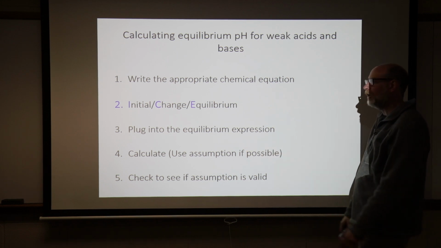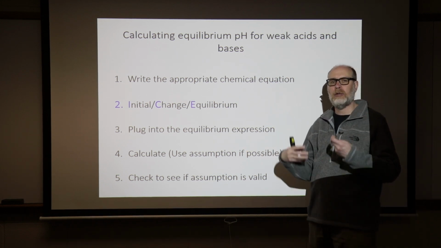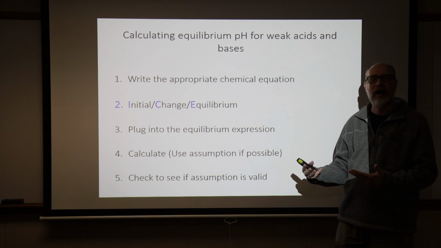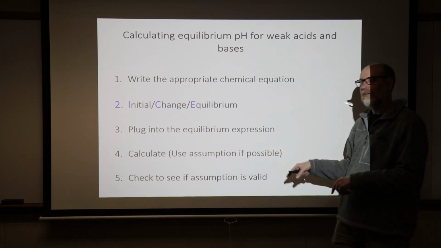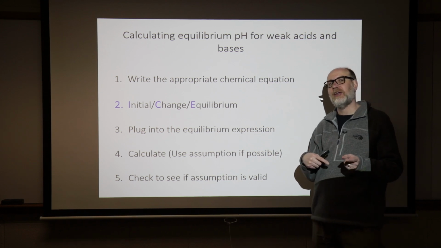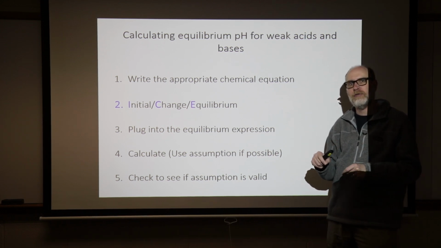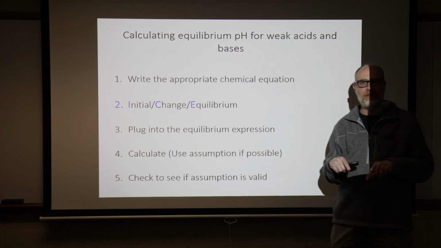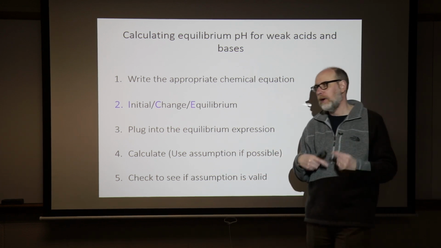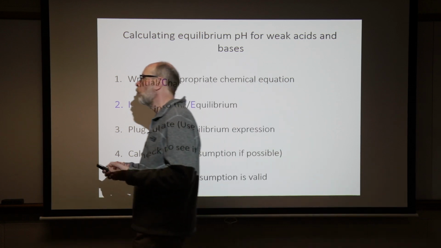And then we're going to calculate what that particular change, or that x value, would be from the ICE table. It says use assumption if possible. We're going to find that we can make an assumption. It's going to make the math a whole lot easier for us. But in order to use that assumption, we have to check to see if the assumption is valid. And we're going to talk about how we might be able to do that. So we're going to walk through all the steps.